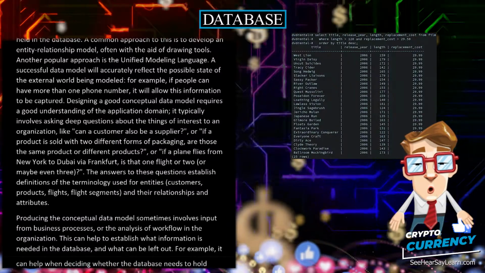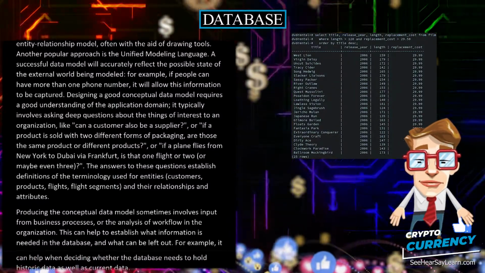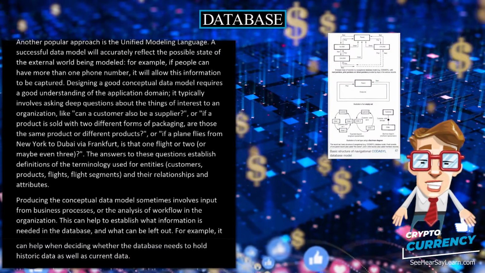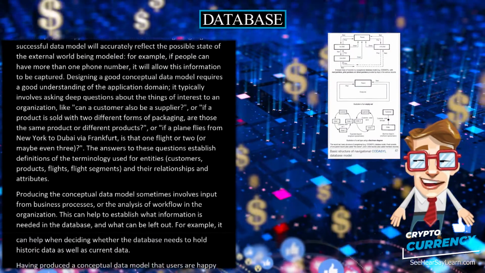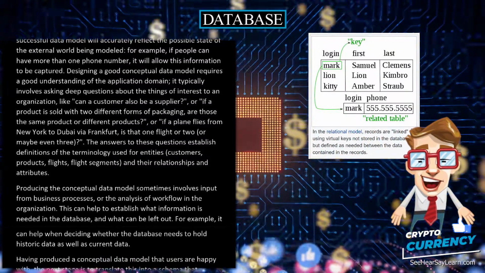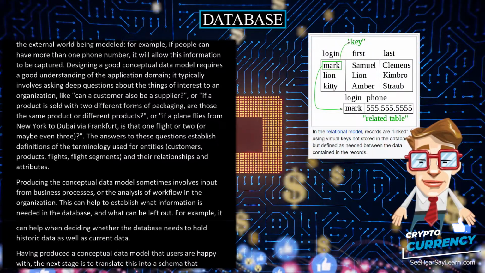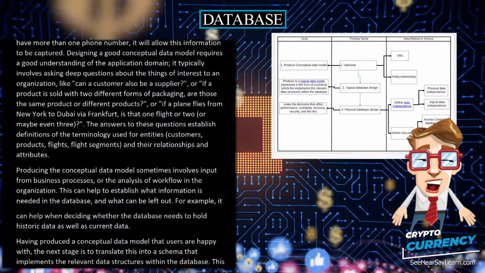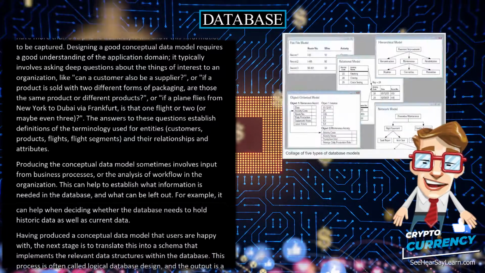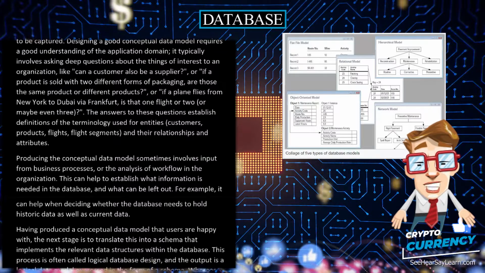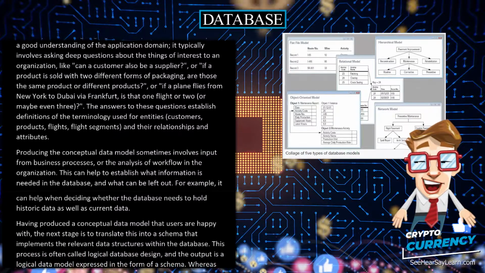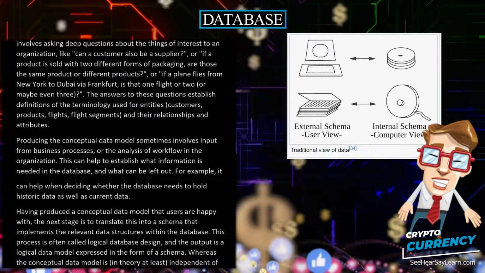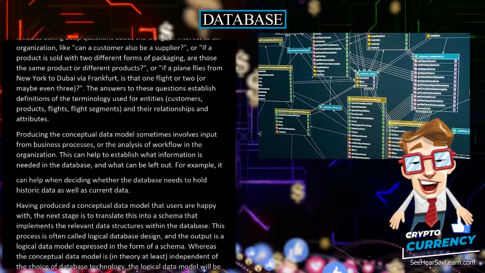Producing the conceptual data model sometimes involves input from business processes, or the analysis of workflow in the organization. This can help to establish what information is needed in the database, and what can be left out. For example, it can help when deciding whether the database needs to hold historic data as well as current data. Having produced a conceptual data model that users are happy with, the next stage is to translate this into a schema that implements the relevant data structures within the database.